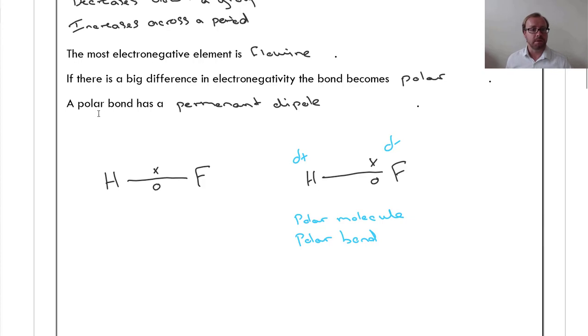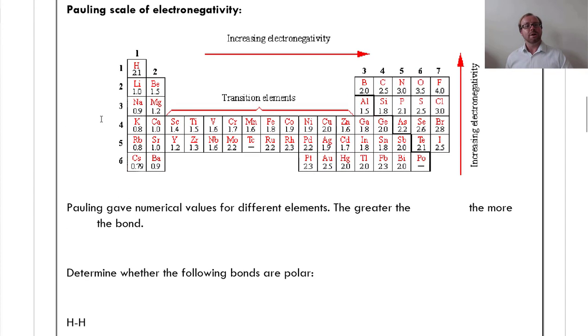Okay, moving on. So, working out electronegativity, or whether a bond is polar or not, the Pauling scale of electronegativity. Pauling gave numerical values for different elements. The greater the value, the more polar the bond. Okay, so you can see here we're given values, and what I would like you to do is determine whether the following bonds are polar.